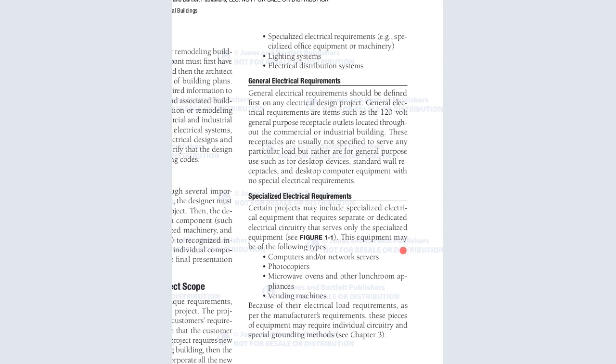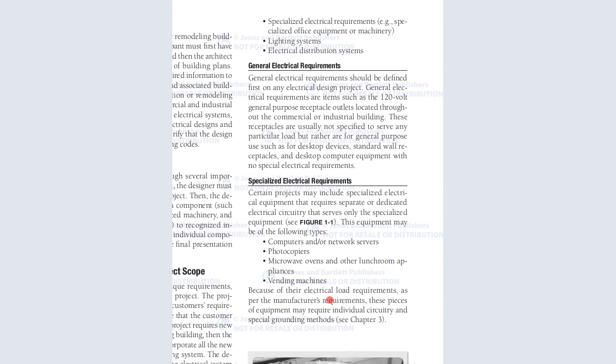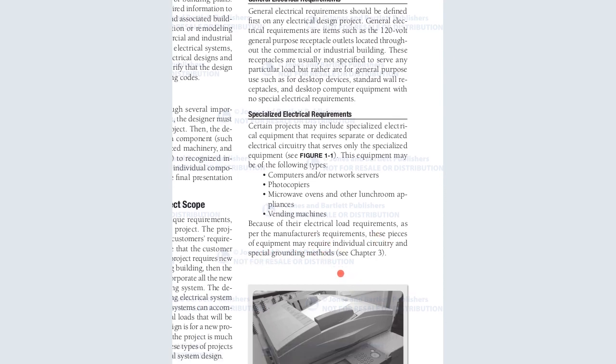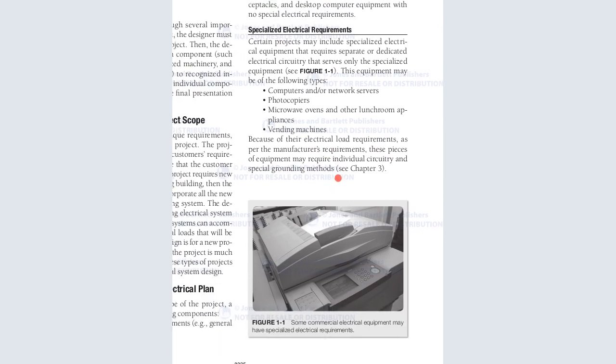Remember, these are machines that use very high power, and they are used there specifically for that. I hope you're still getting me. Because of the electrical load requirements, as per the manufacturer's requirements, these pieces of equipment may require individual circuitry and special grounding methods. This is an example of a specialized electrical requirement, unlike a photocopying machine.